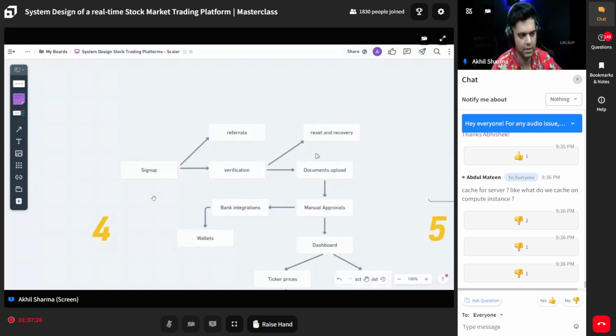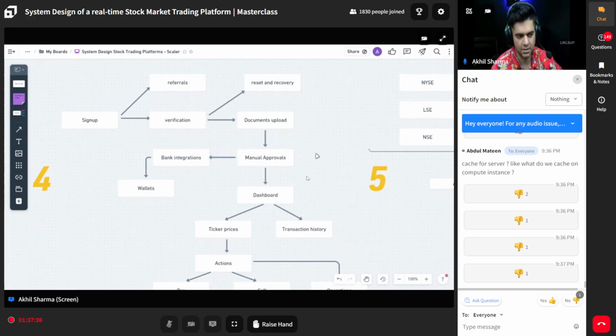So the user is going to sign up, have referrals, verifications, reset and recovery. He can upload his documents. In some cases there are manual approvals. Then there are bank integrations, integration with his wallet where he can keep his cash. If it's a crypto platform, then he can keep his crypto. Actually, different types of wallets can be integrated.